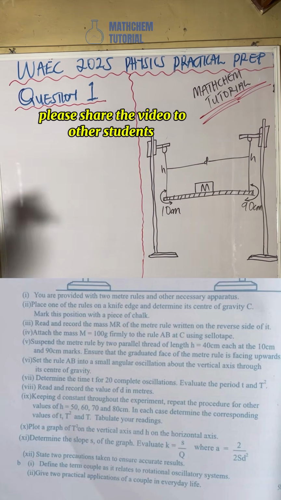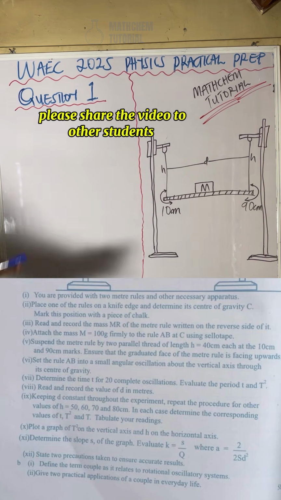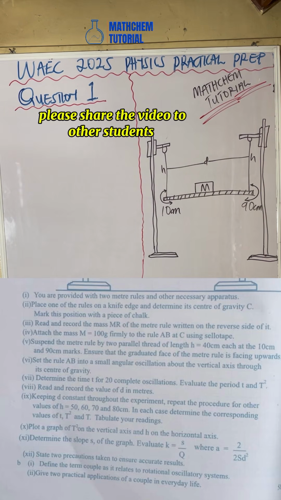So in that 2009 question, you are going to see something like this diagram there. This diagram means that this is how your setup is supposed to look like when you set up the apparatus or the instrument. 10 centimeter and 90 centimeter mark. Ensure that the graduated face of the meter rule is facing upward.